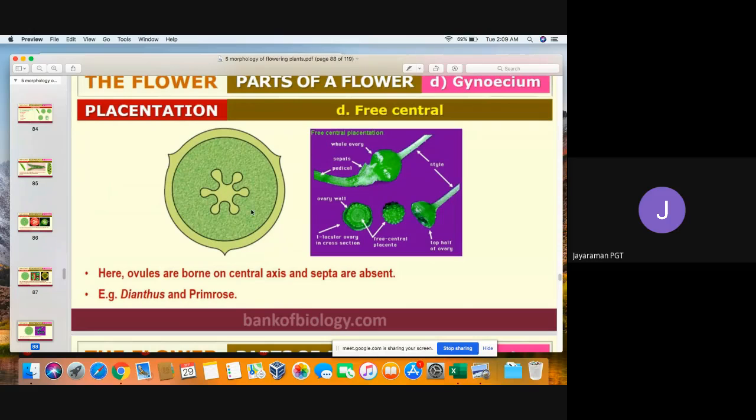So here there is only one locule. You can see only one big chamber, with no separation. That is called a unilocular ovary, a single room. This is known as free central placentation. Examples: Dianthus, primrose.